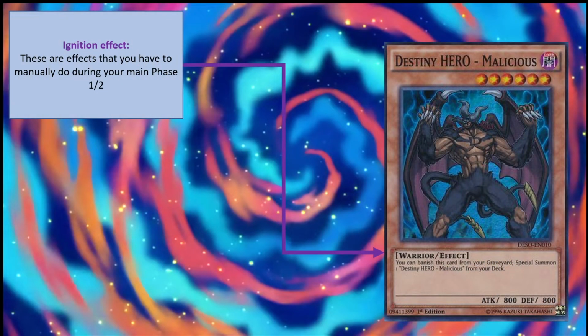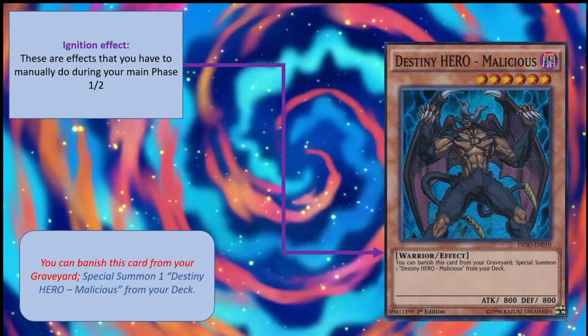So if we look at ignition effects, this is where it gets a little bit more technical. So here it says these are effects that you have to manually do in your main phase. This is what's the difference between a general trigger effect. The ignition effect is something that you physically have to do. So here it says you can banish this card from your graveyard, special summon one Destiny Hero from your deck. So the banishing from your graveyard is a motion that you physically do. You go through your graveyard, you search him out, you banish him, activate the effect.